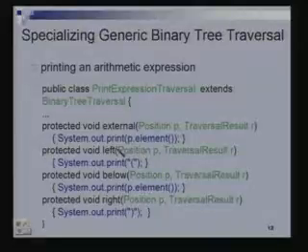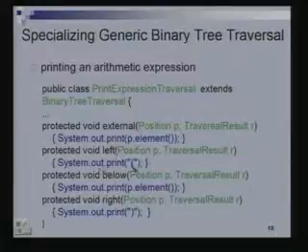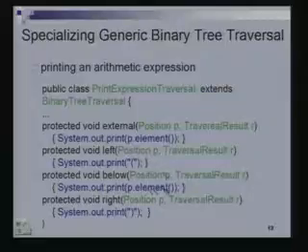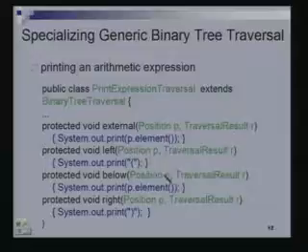When we touch a node from the left, we said we just print out a left bracket. When we touch a node from below, whatever is the operator in there, we just print that out. And when we touch it from the right, we just print out a right bracket.